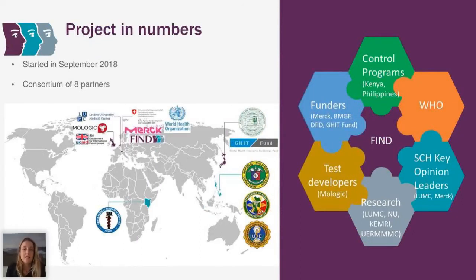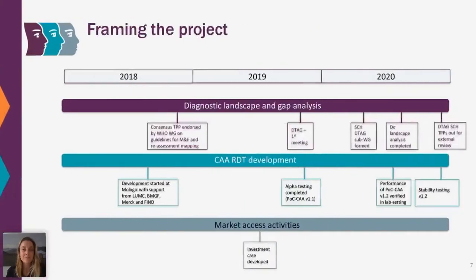To give it a bit of context, the FIND project on schistosomiasis started in 2018, and at the time it started with 4 partners, and over time this grew, both in terms of key schisto opinion leaders, research institutions, funders, and national control programs of endemic countries. We are now 8 partners involved in the consortium, and shown here on the map is where we're working and with whom we're working.